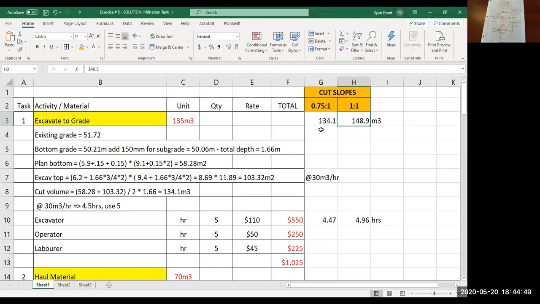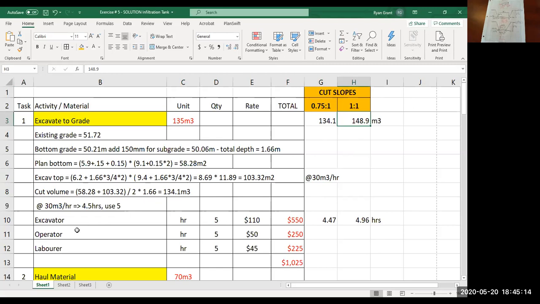I gave some leeway there. Your answer didn't have to be exactly these numbers. If they were relatively close, I didn't take any marks off. So those are your excavation volumes. So for the estimate, that calculates your quantity. Now you have to determine your hours.